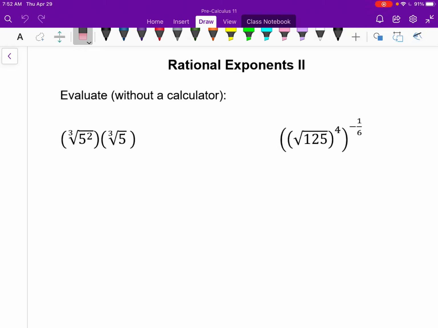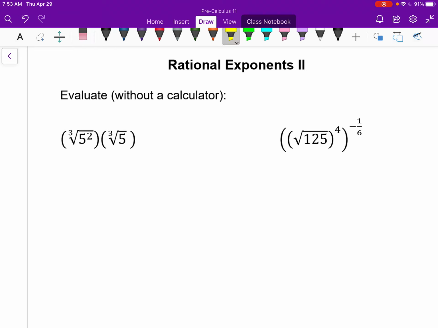So for this lesson, just continuing the ideas from before, which is understanding what rational exponents represent and how they connect to radicals of different types, and how any radical can be expressed as a rational exponent and vice versa. So just continue with that. So for these first two, I want to evaluate them.